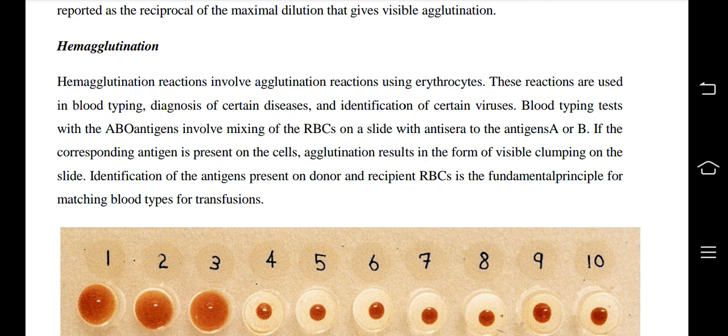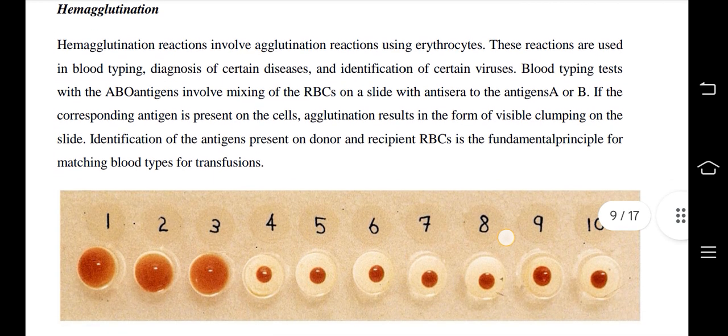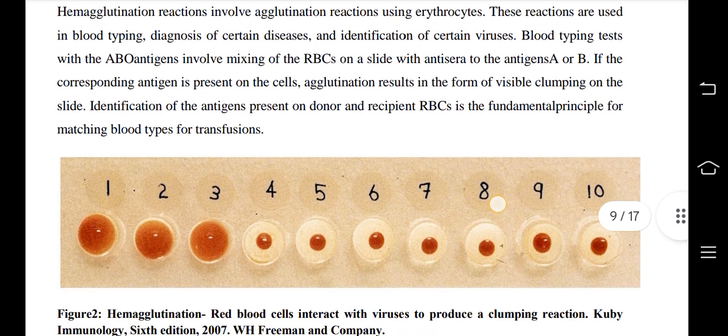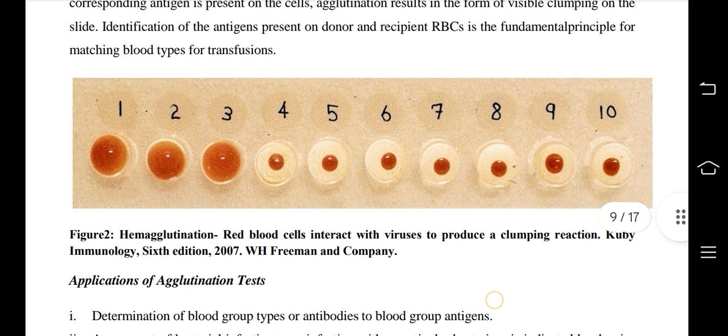Hemagglutination. Hemagglutination reactions involve agglutination reactions using erythrocytes. These reactions are used in blood typing, diagnosis of certain diseases, and identification of certain viruses. Blood typing tests with the ABO antigens involve mixing the RBCs on a slide with antisera to the antigens A or B. If the corresponding antigen is present on the cells, agglutination results in the form of visible clumping on the slide. Identification of the antigen present on donor-recipient RBC is the fundamental principle for matching blood types for transfusions.